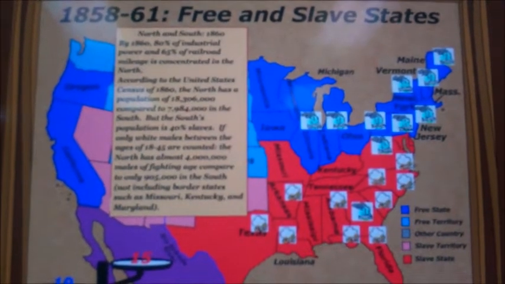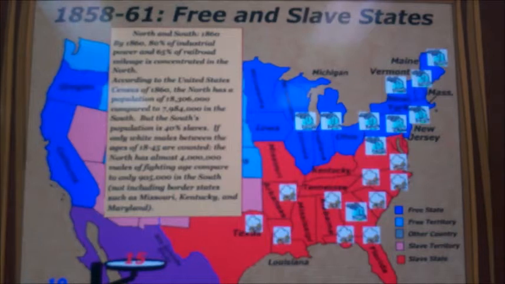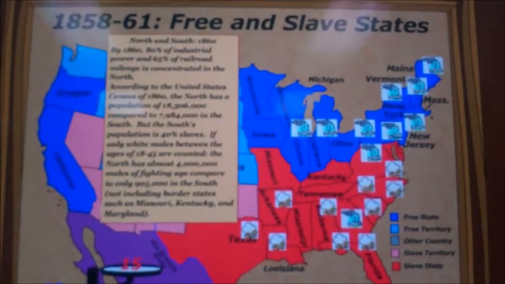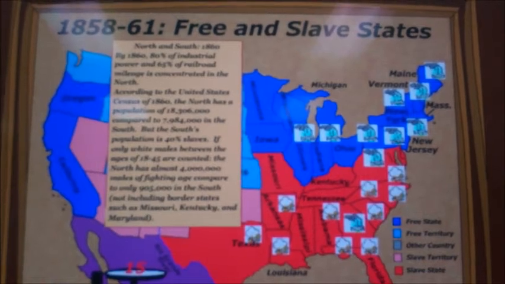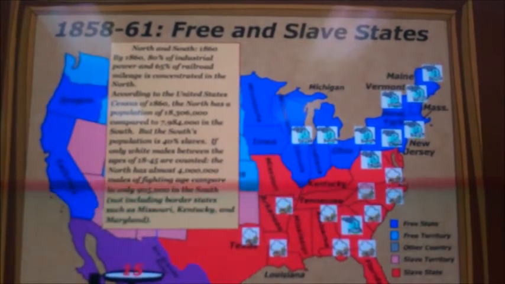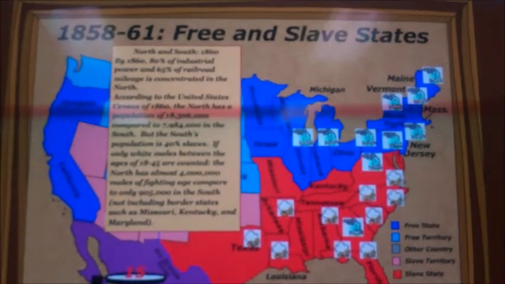In 1860, 80% of industrial power and 65% of railroad mileage was in the North. North's population was 18,306,000 and South's population was 7,984,000.